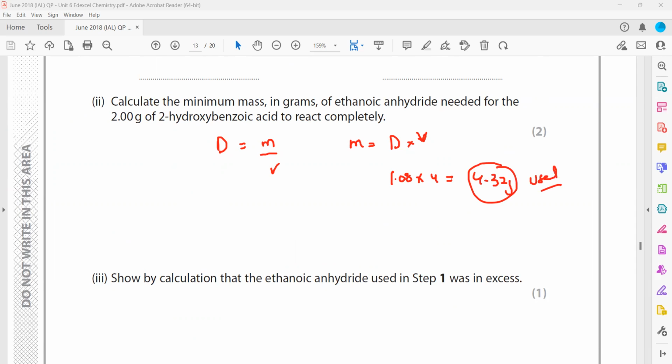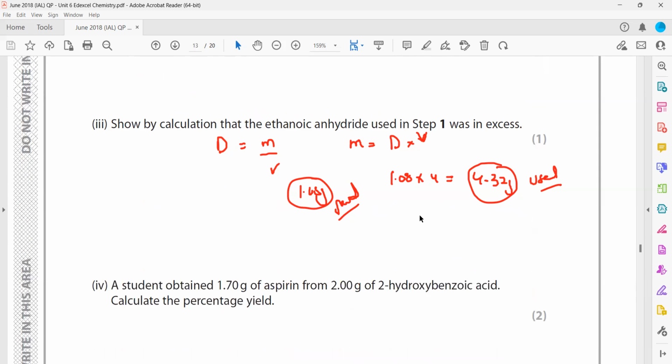But we worked out that for a complete reaction, we need only 1.48 grams. So it shows that the amount which reacted is 1.48 and we used 4.32. So it shows that ethanoic anhydride is in excess, or more than enough, for this reaction to occur.